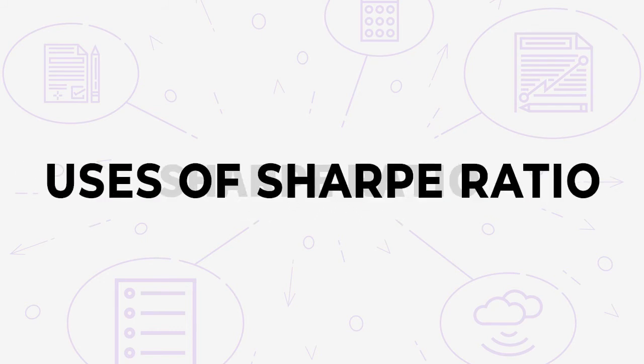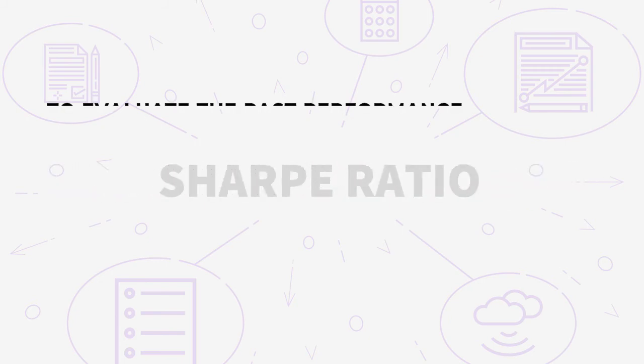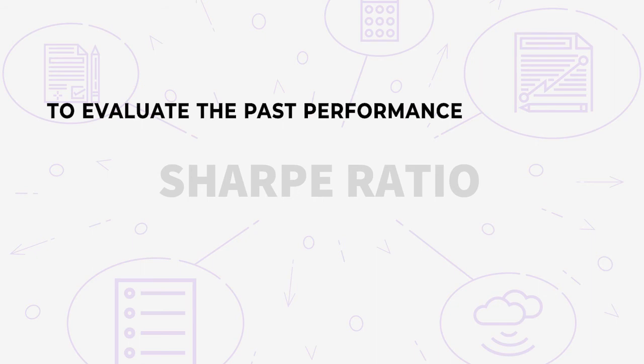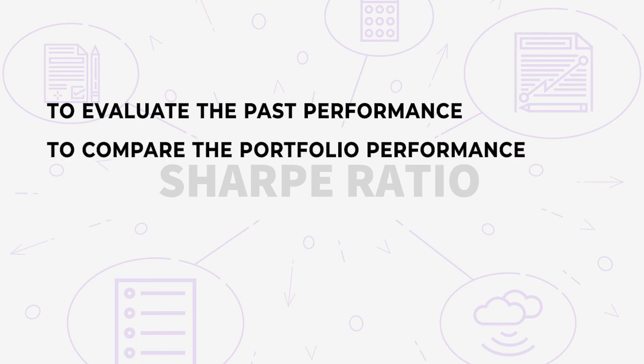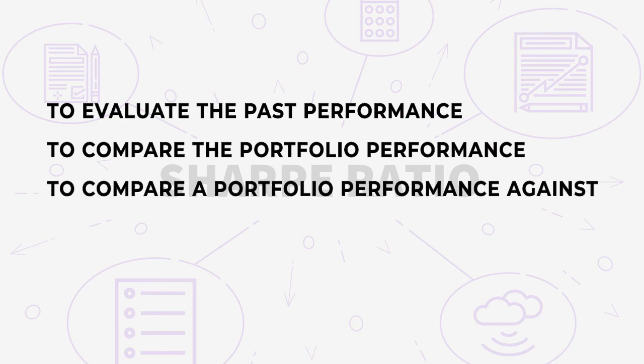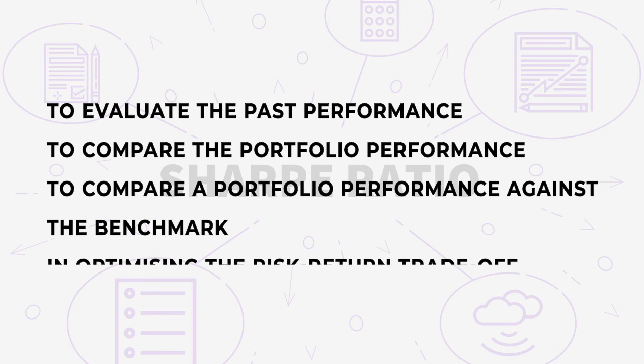Now, let's have a look at the uses of Sharpe ratio. Number 1. To evaluate the past performance. Number 2. To compare the portfolio performance. Number 3. To compare a portfolio performance against the benchmark. And lastly, in optimizing the risk-return trade-off.